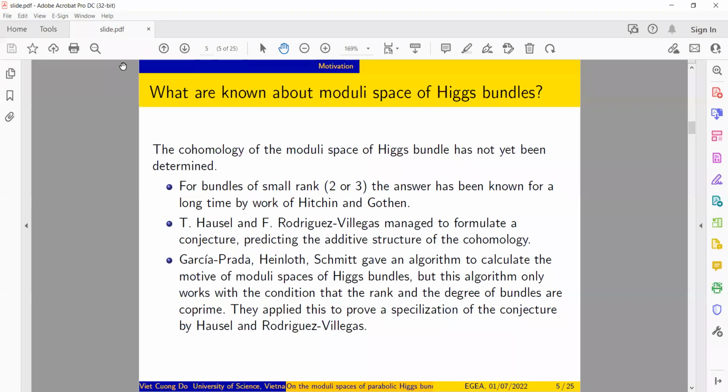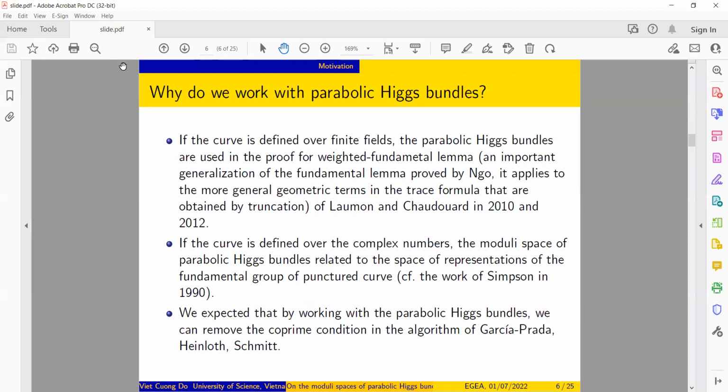Yes, and in my talk today, I will focus on parabolic Higgs bundles. It's some kind of generalization of Higgs bundles. And why do I want to do this? Because of the application to the trace formula. Roughly speaking, in the application of the trace formula, you have two trace formulas, and you want to use the trace formula.